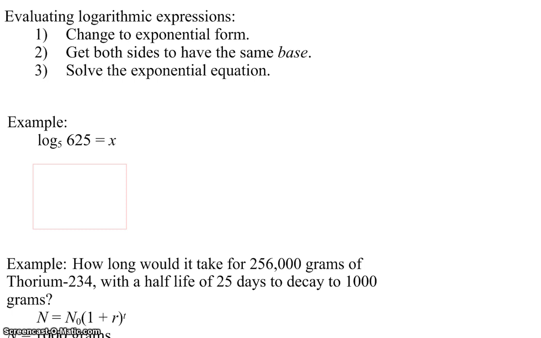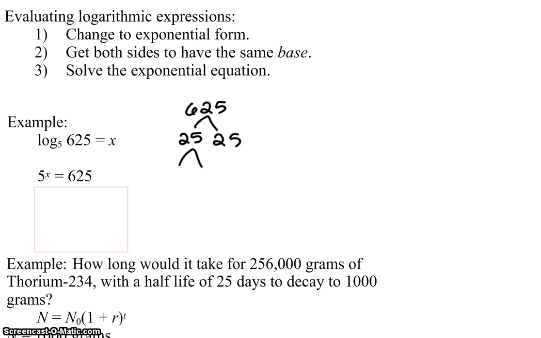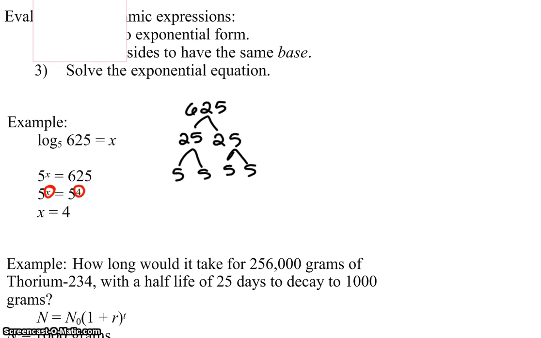In our example, first we'll start by rewriting log base 5 of 625 equals x in exponential form. So I get 5 to the x equals 625. The next step is to get both sides to have the same base, and I know that 625 is some power of 5. So if I factor 625, it's 25 times 25, or 5 times 5 times 5 times 5, so I can rewrite that as 5 to the 4th power. Now, when I said solve the exponential equation, I meant just look at the exponents. So our result is x equals 4.